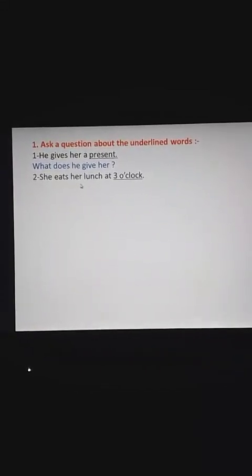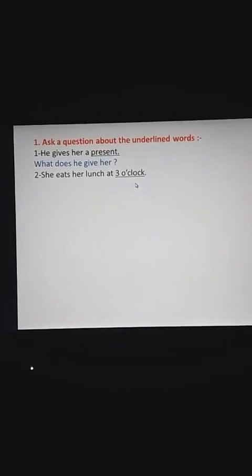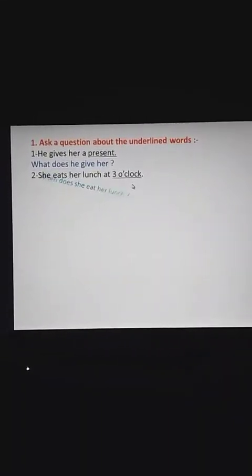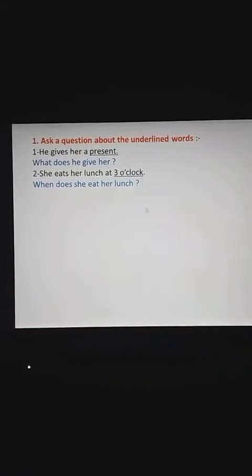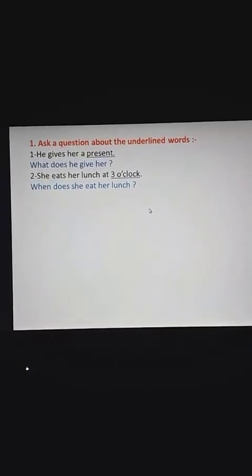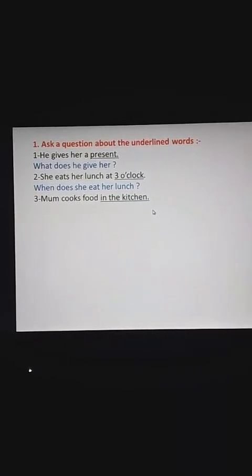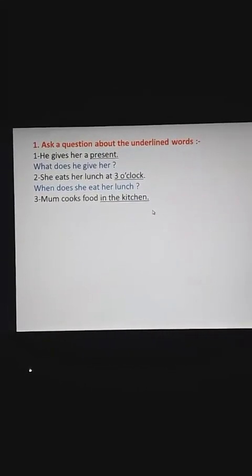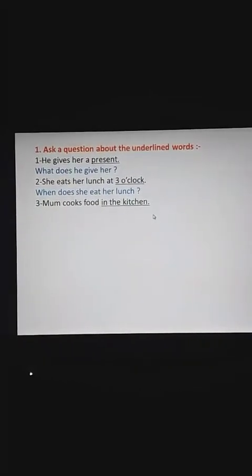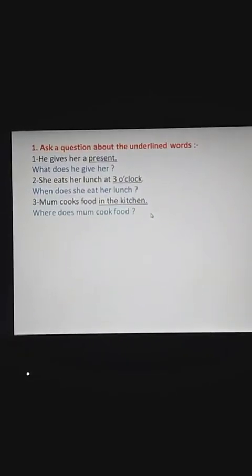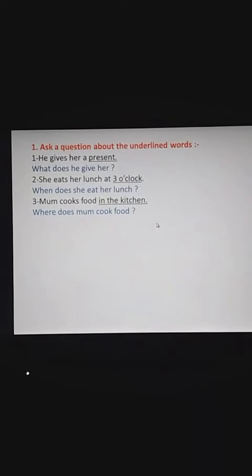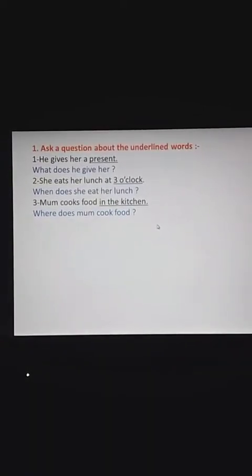She eats her lunch at 3 o'clock. So here I'm going to ask about time. So I have to use which WH? Yes. When? Very good. When does she eat her lunch? She eats her lunch at 3 o'clock. Mom cooks food in the kitchen. In the kitchen, it's a place, so I have to use where. Very good. Where does mom cook food? Mom cooks food in the kitchen. Yes, very good.